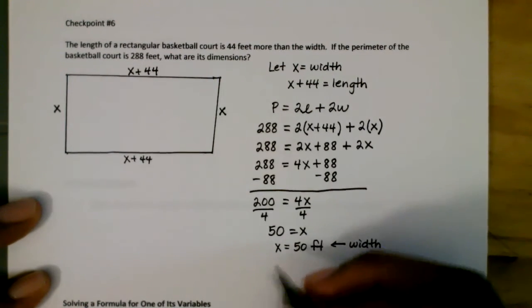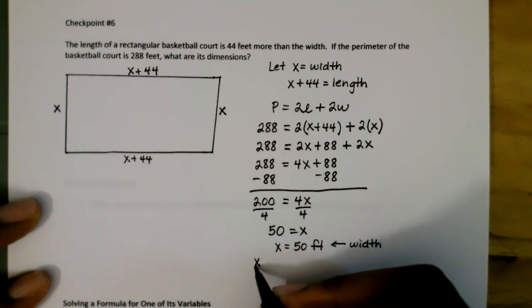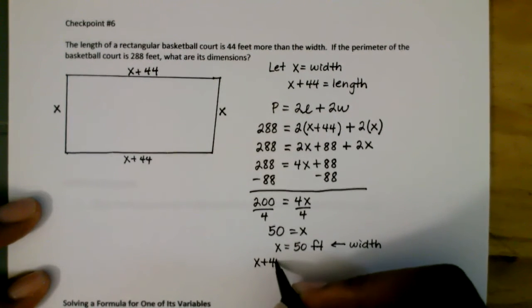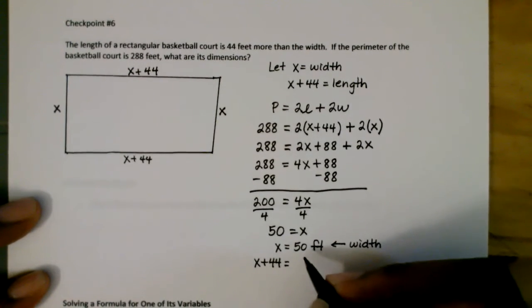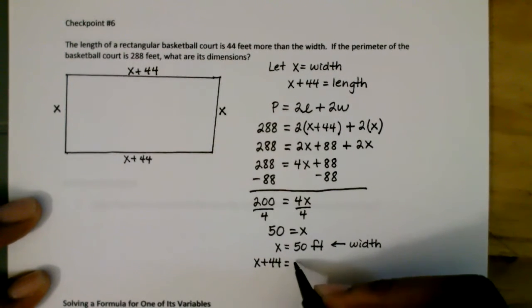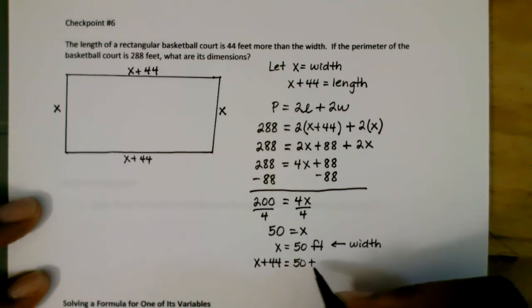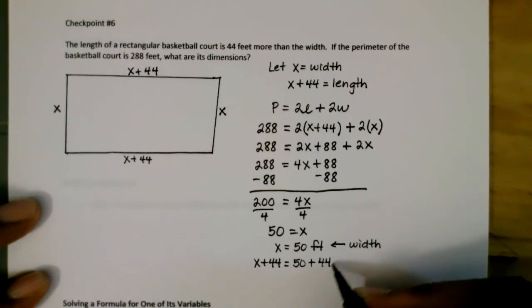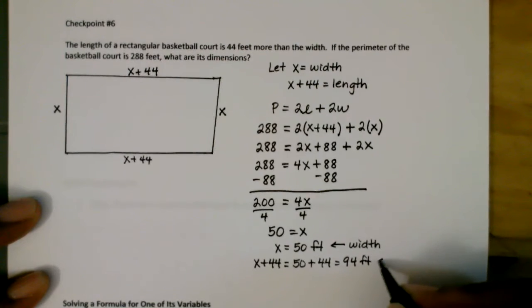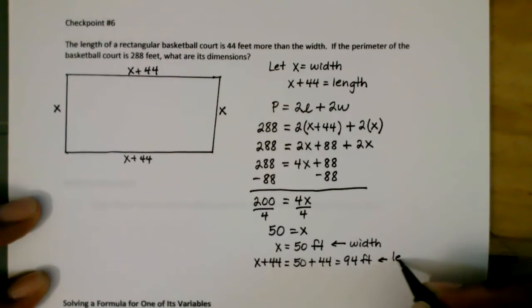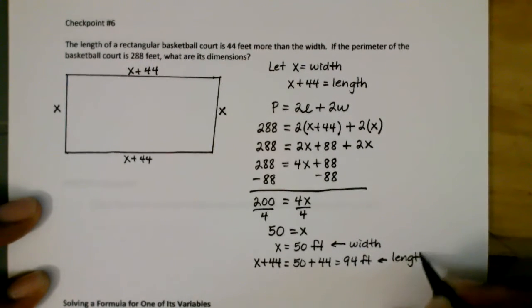Now we need to find the length. And we let that length be x plus 44. x is equal to 50, so substitute your x with 50. You have 50 plus 44. That will be 94. And that will be in feet. And this here is the length.